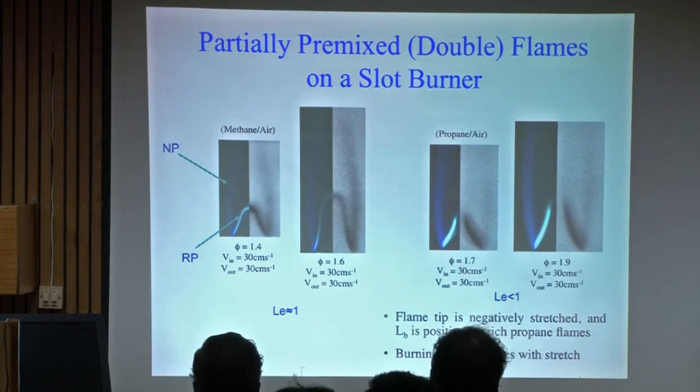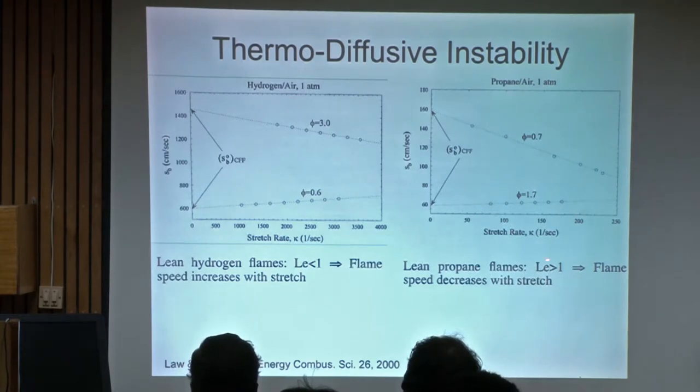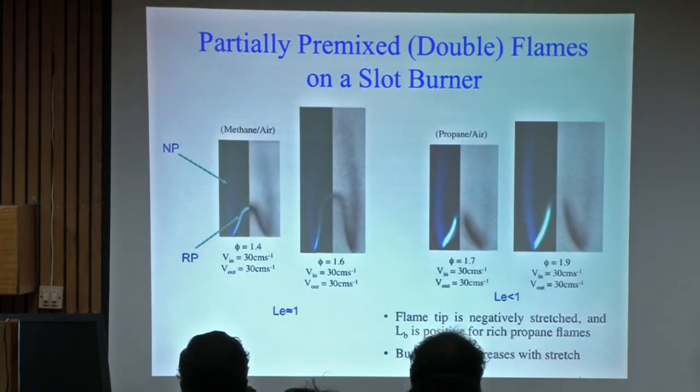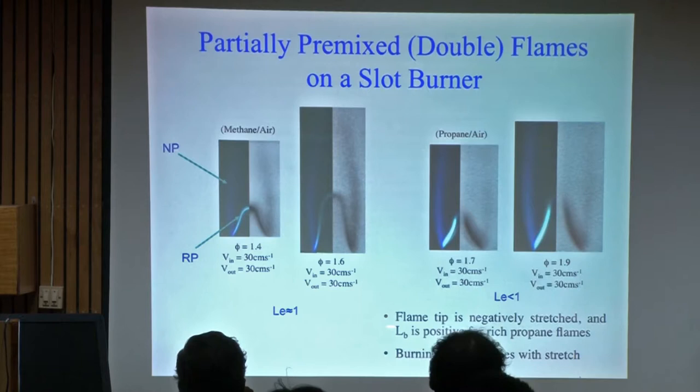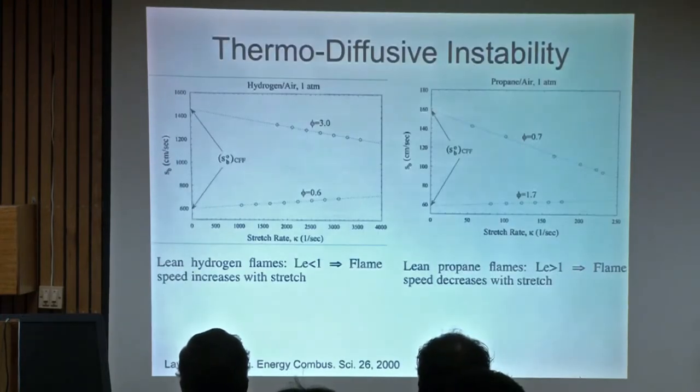So this is what we discussed here. What is the Lewis number for rich propane? It is less than 1. So these are some more details, I won't discuss these. Here the burning rate decreases with stretch, and that's what is shown here. Burning rate decreases with stretch.